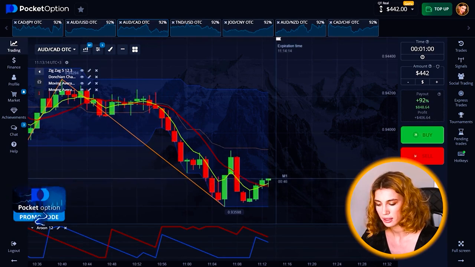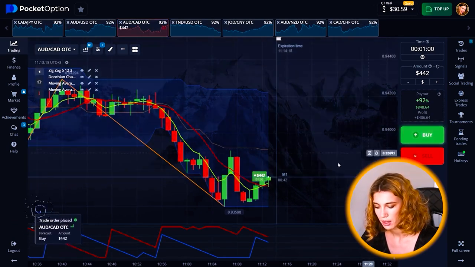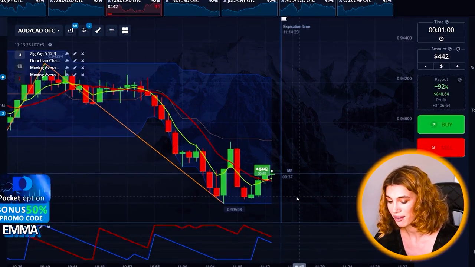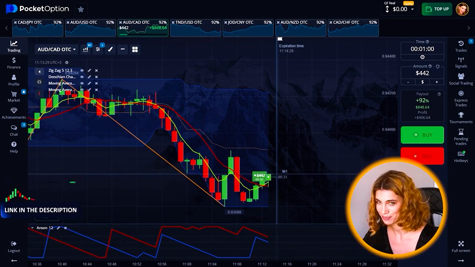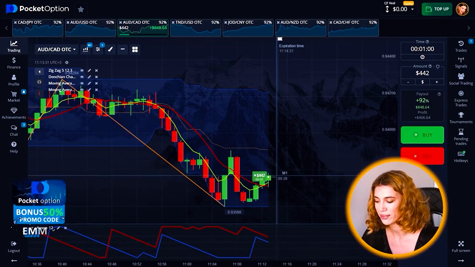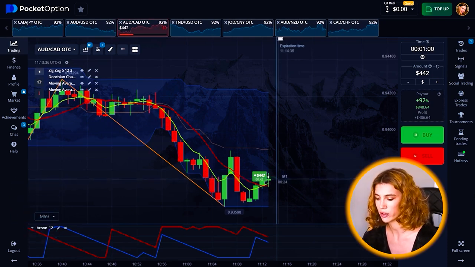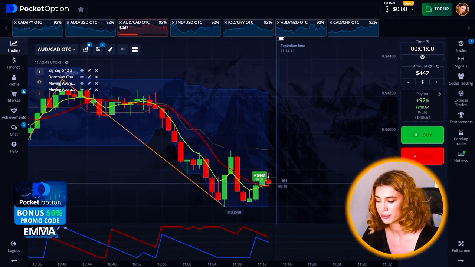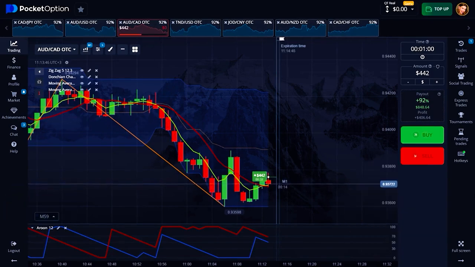And take a closer look. Okay, so the price bounces off the support level at 0.93. And we also see a breakthrough of the moving averages, which is a strong signal for growth. And that is a call option. Let's go for long and enjoy the results.